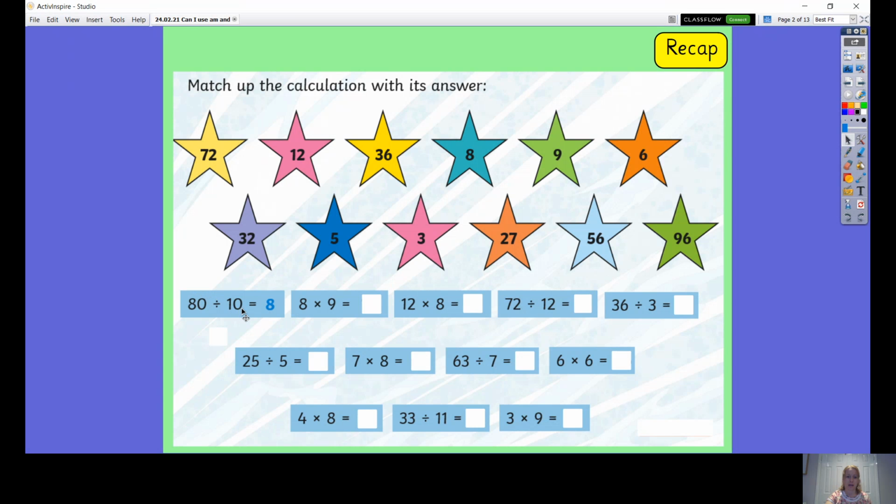So 80 divided by 10 equals, and I know it's 8 because I know my 10 times table. I know that 10 times 8 is 80. Okay, so can you pause here and do that for the others, please? Use your times tables to work out these answers.